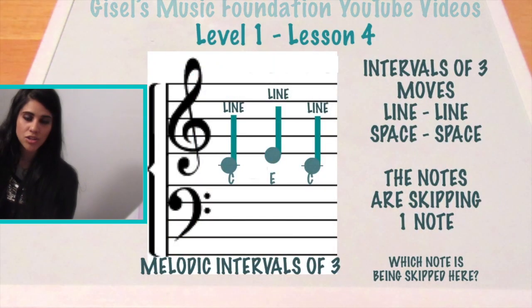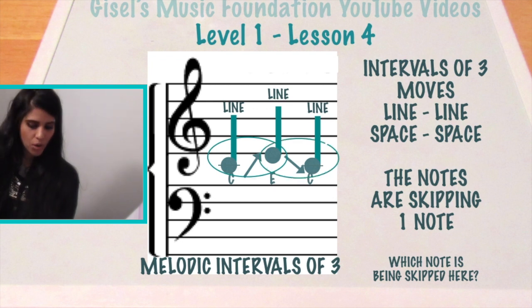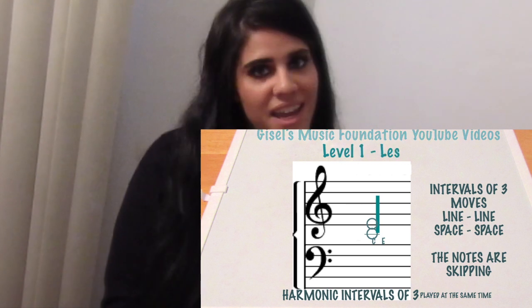We have melodic intervals, which is part of a melody, or harmonic, where we play it at the same time to create a third harmonic interval. C and E.